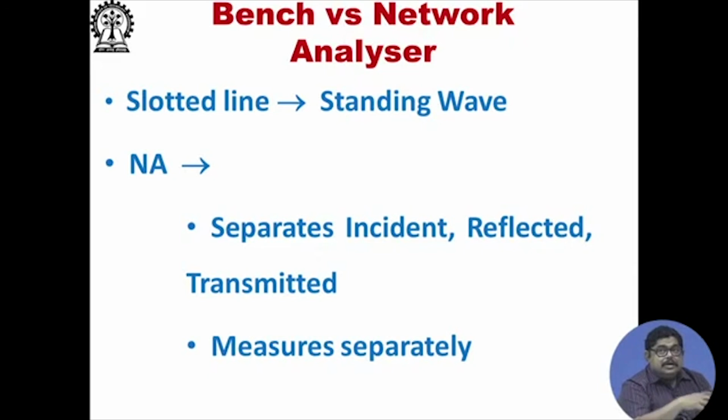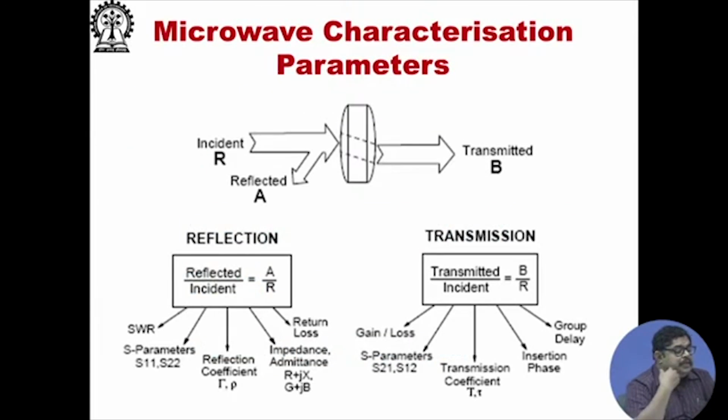The slotted line did not have the capability to separate the incident, reflected and transmitted waves. That is why they had to rely on the standing wave phenomena. From that the VSWR etc. concept came, but the network analyzer, once it can separate incident, reflected and transmitted waves, does not need to carry out all those standing wave phenomena, which are a bit complicated compared to the simple measurements done by the network analyzer.